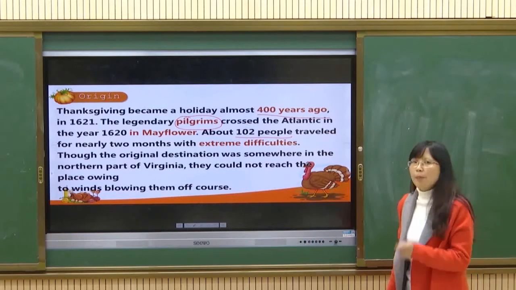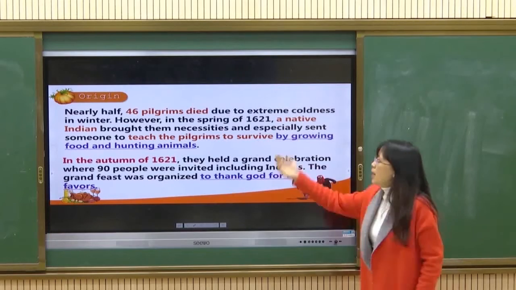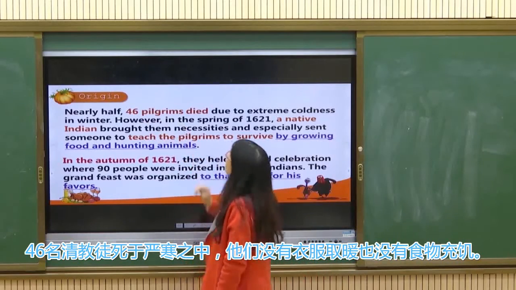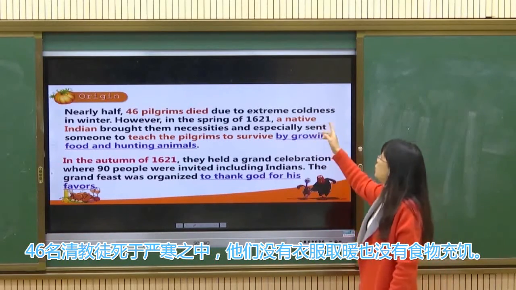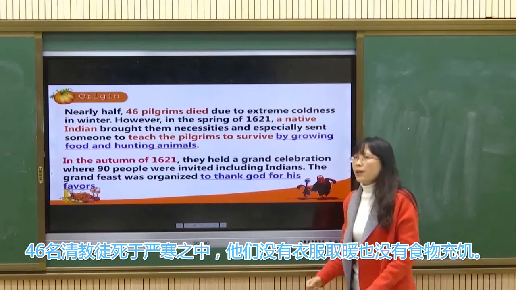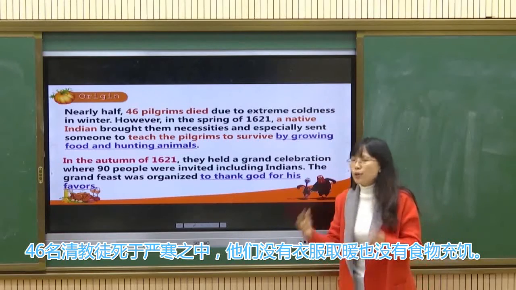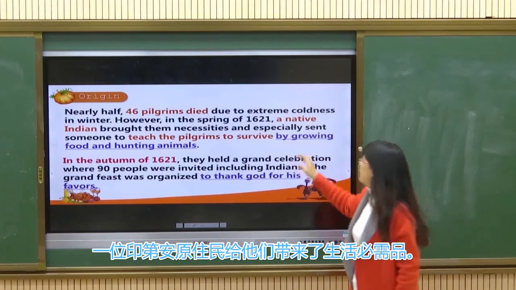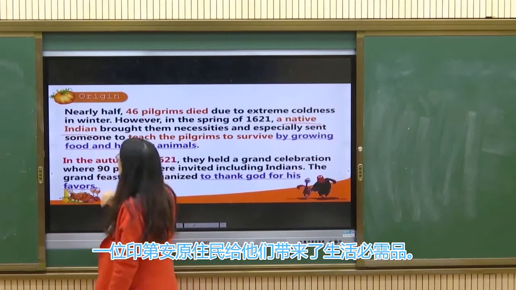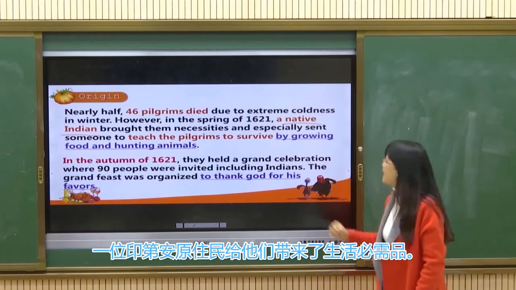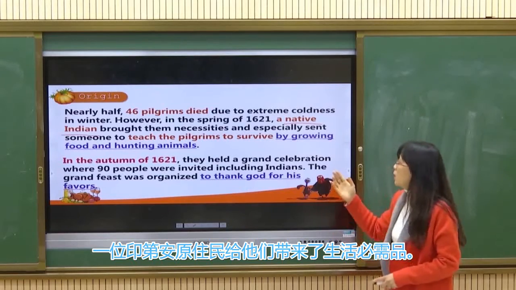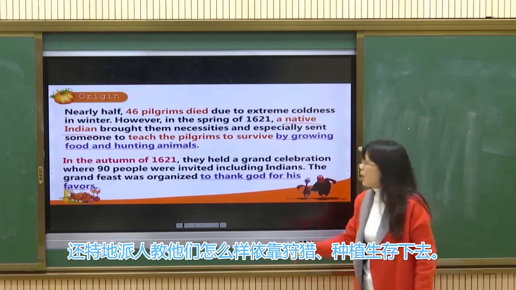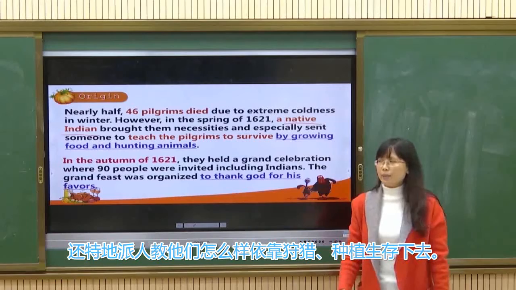And what is the result? How many people died? Let's look. Nearly half. Just now we said 102 people. So 46 pilgrims died due to extreme coldness in winter. They had no clothes and no food. However, in the spring of 1621, a native Indian, that is an Indian American, brought them necessities, and especially sent some food and some people to teach the pilgrims to survive. How? By growing food and hunting animals.